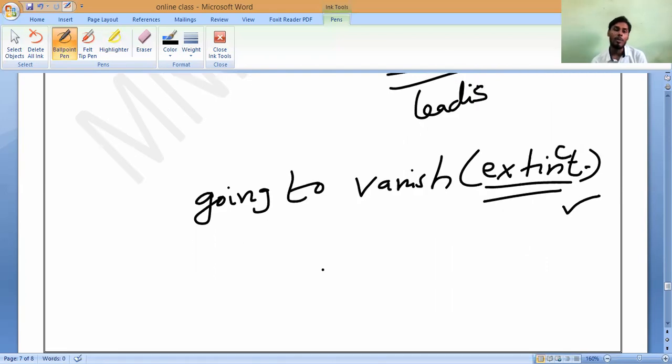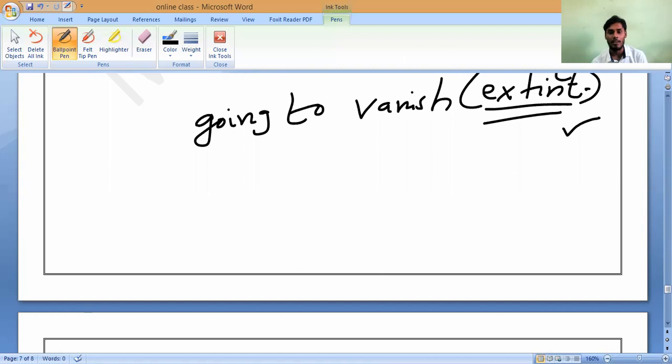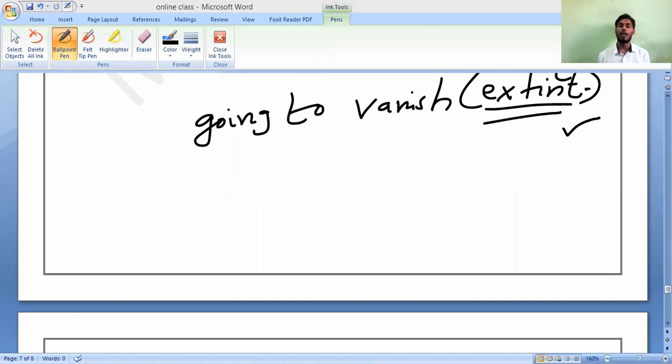That is why so many animals and plants are already on the list of endangered species. What is the meaning of endangered? Endangered means soon they are going to disappear. If you are not protecting them, soon they are going to vanish from this earth. That is called endangered species.